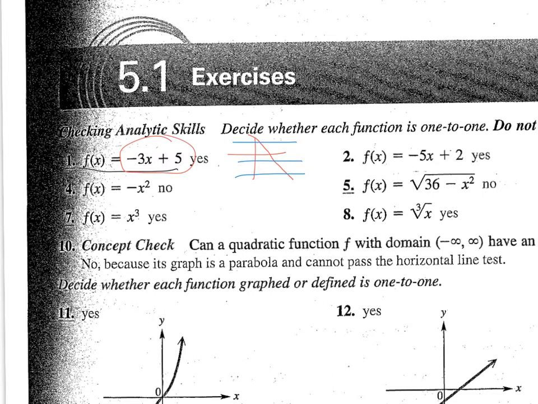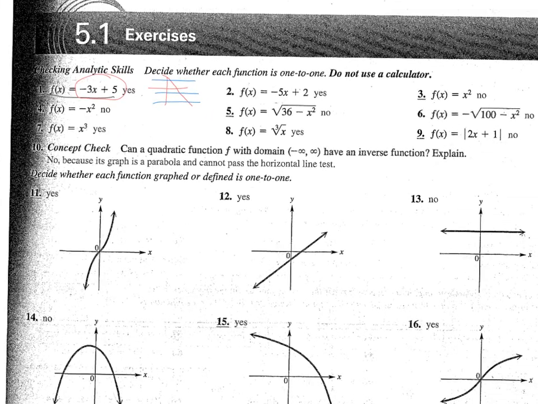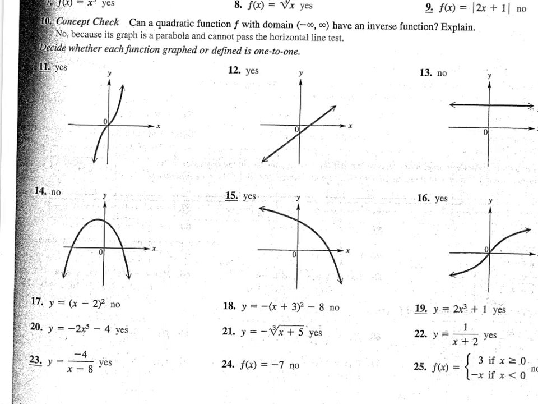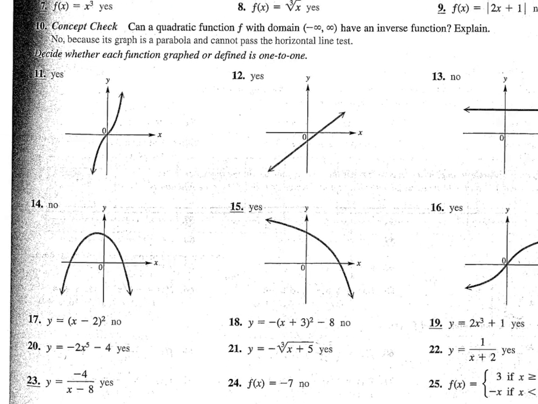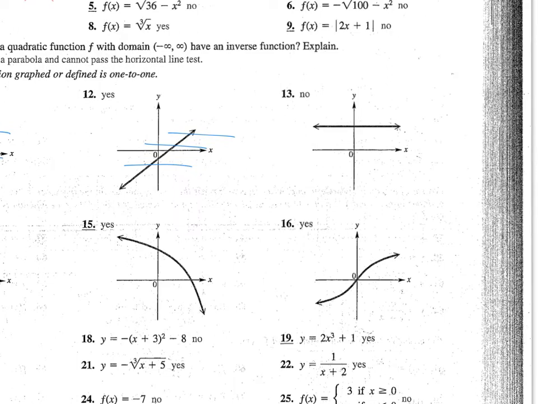So you can proceed in looking at all of these and just graphing them and determining whether the horizontal line hits in more than one place or not. Number 11 through 16 have already been graphed. We don't see the equations that cause them. But applying horizontal lines to those graphs, if they only hit one location, then it's one-to-one. On number 13 here, a horizontal line would hit a horizontal line in many locations, and so therefore that is not a one-to-one function.